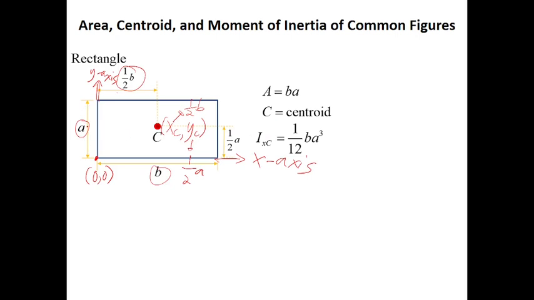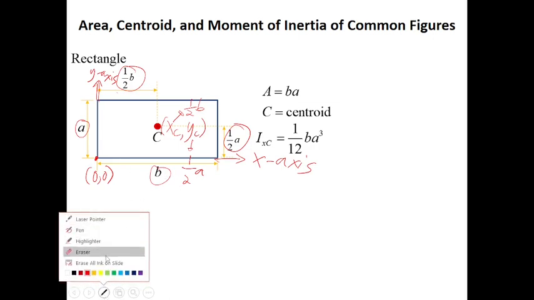So half of that length is the vertical distance from the origin to the centroid. So this is one half A. From the origin up to the centroid, vertical distance, one half A, okay? So we proceed.